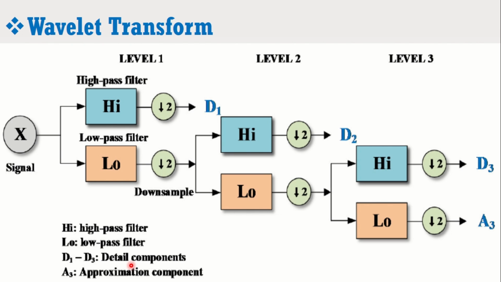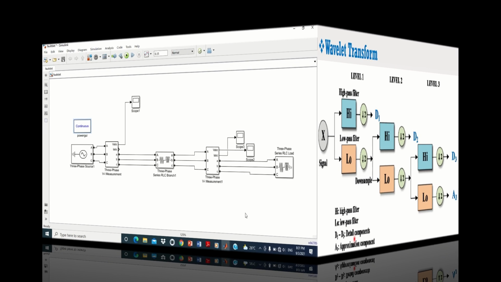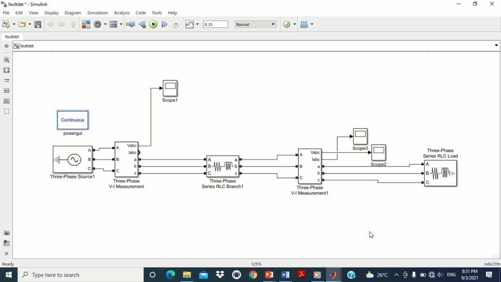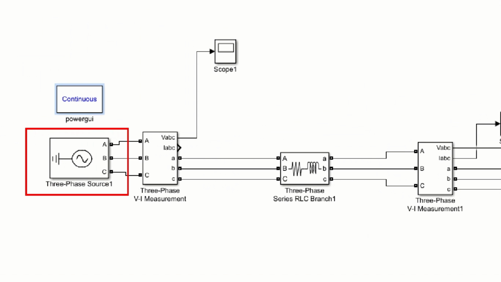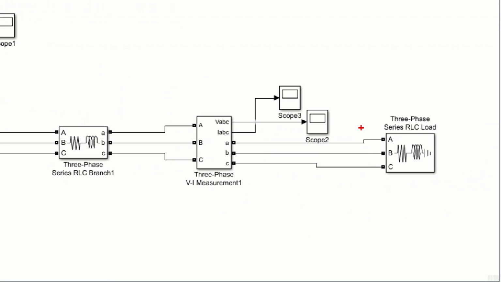At the first stage, we need any power system on which we may apply a fault and use wavelet transform to detect it. You may use any IEEE standard power system, or you may choose any power system from any research paper. For your convenience, I am considering the simple power system as shown here. This small power system consists of a three-phase voltage source block working as generator, a three-phase series RLC branch operating as transmission line, and a three-phase series RLC load block to represent the load.